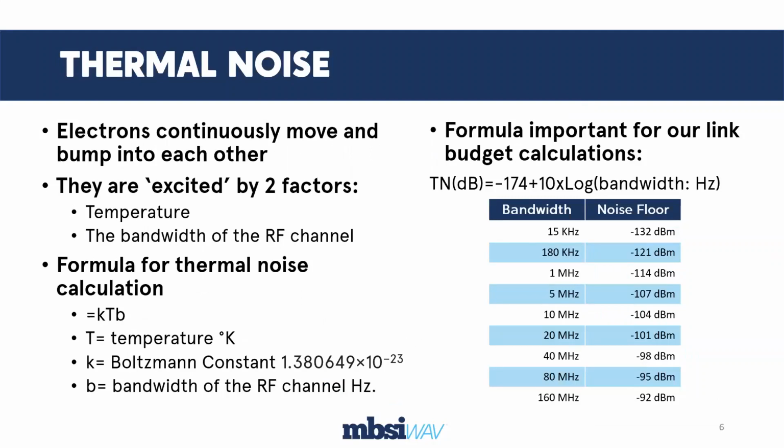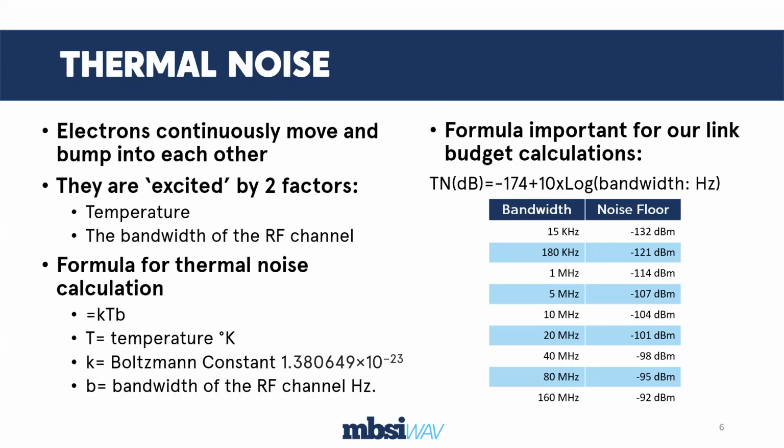All right, so let's start to get into some of the pieces that we need to know as we are exploring how we get signal from one place to another. So the first characteristic or first principle that I want to look at here is thermal noise. Now, thermal noise is caused by electrons that continuously move, of course, and they bump into each other. They're excited by basically two factors: the temperature that they are at, and the bandwidth that they are vibrating or getting excited in, the bandwidth of the RF channel in our case here.